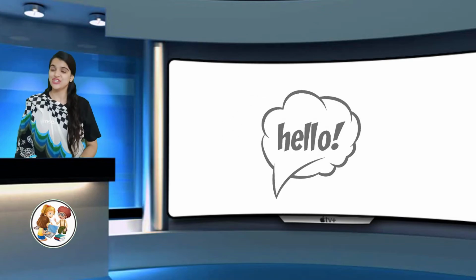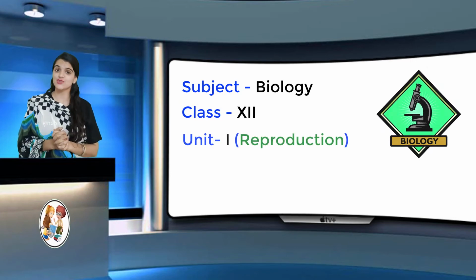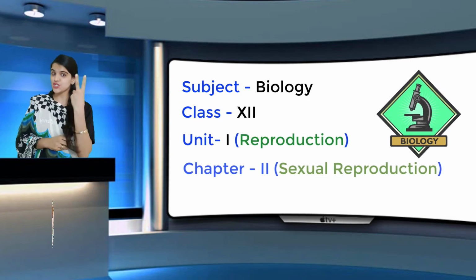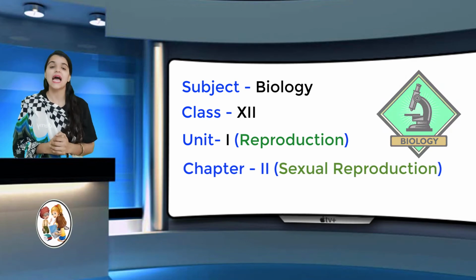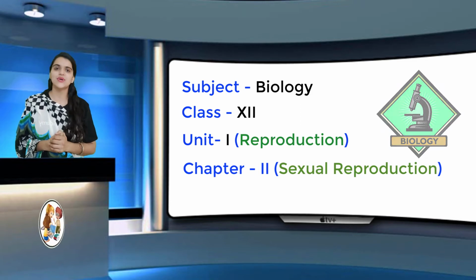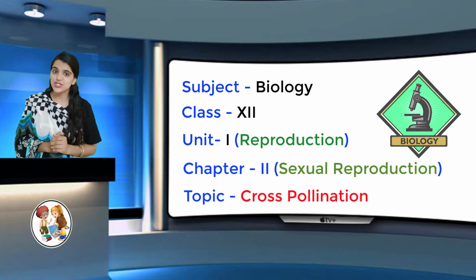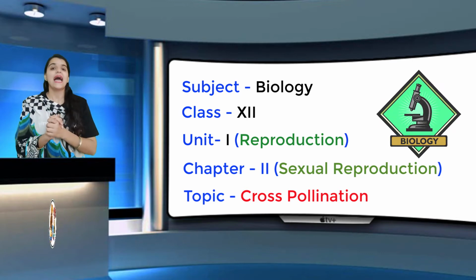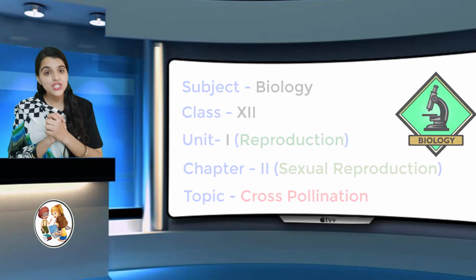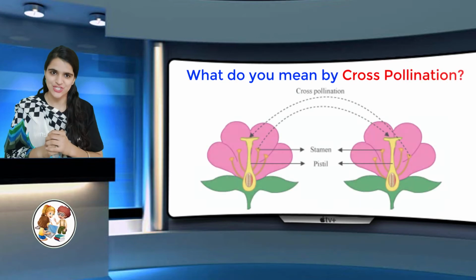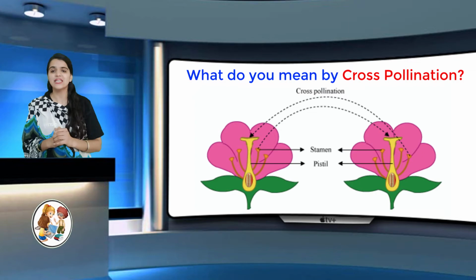Hello students, this is a video of biology, grade 12, unit 1, that is reproduction, chapter number 2, that is sexual reproduction in angiosperm or flowering plants, and the topic we will discuss in this video, that is cross pollination. In my previous video, I discussed pollination, and in today's video we will discuss what we mean by cross pollination, students.